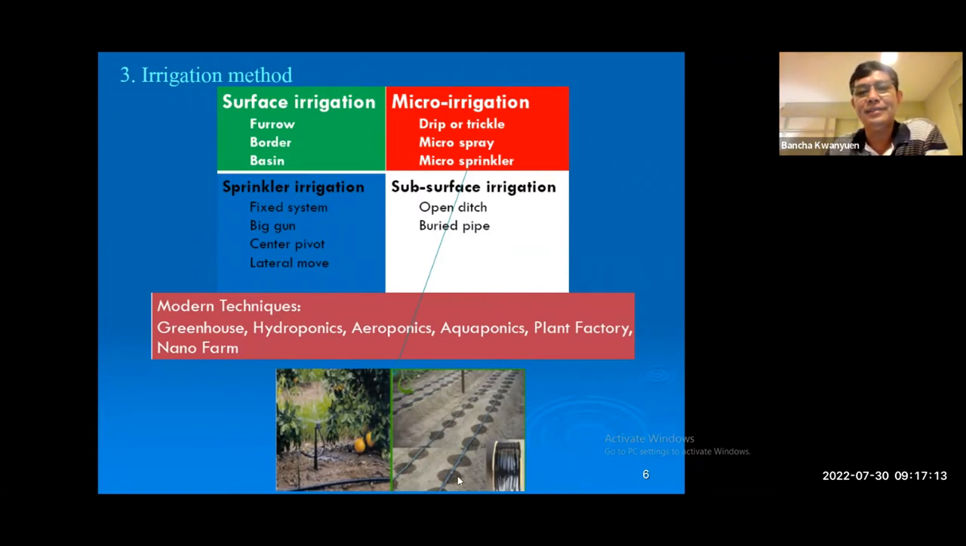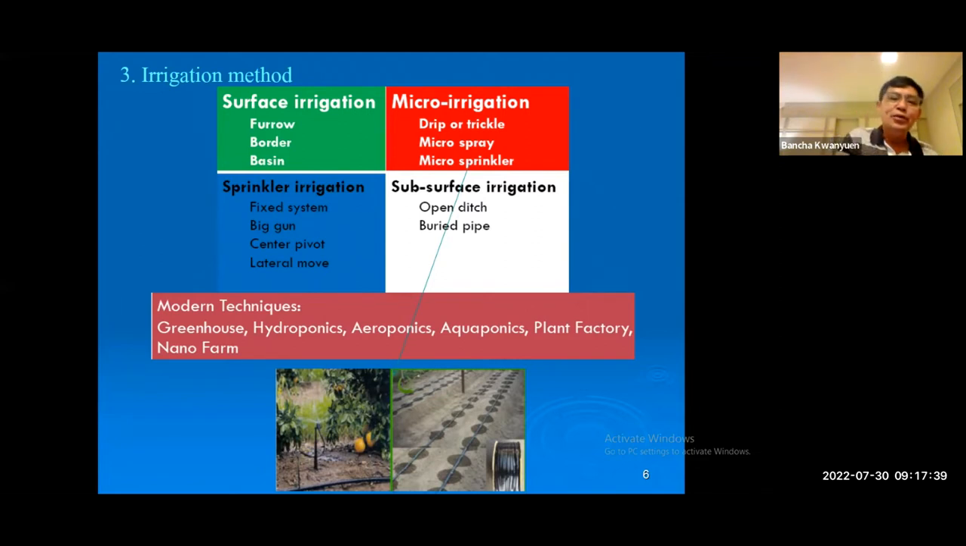You apply just enough water, so it doesn't waste a lot of water. And from a lot of practice that we have done for a long time, it can save water at least one third at the minimum, or maybe 30 percent or more, and it can go even to 50 percent less than the other methods.